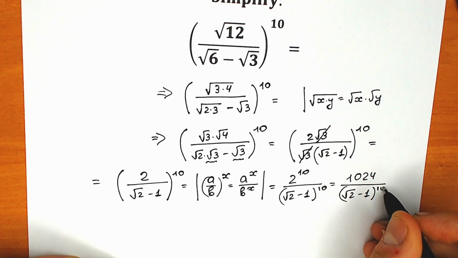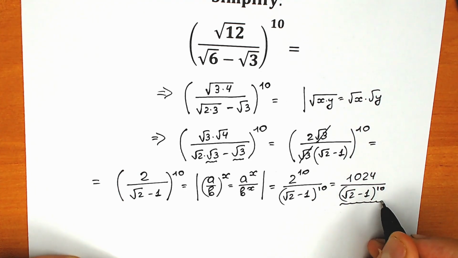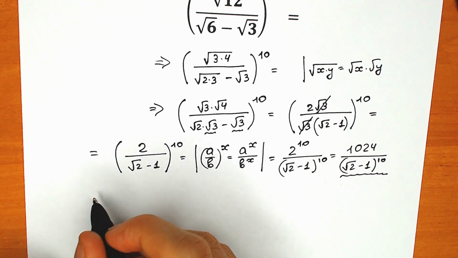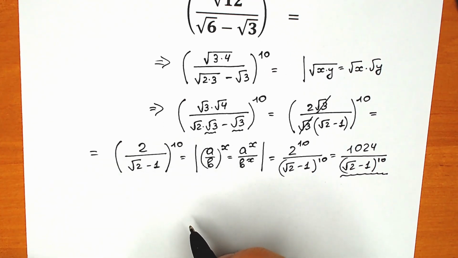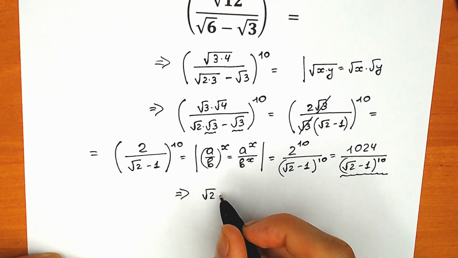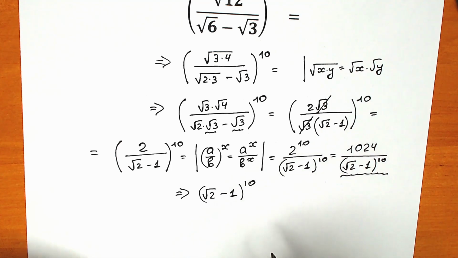In our denominator, we have square root of 2 minus 1 to the power 10. We can't solve it in a few seconds. So right now, let's forget about our numerator and let's look closely at this denominator. So right now, let's find square root of 2 minus 1 to the power 10. So square root of 2 minus 1 raised to the power 10. How can we find this value? How can we solve this part?